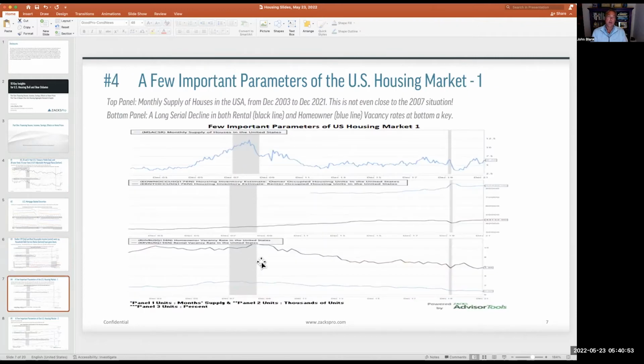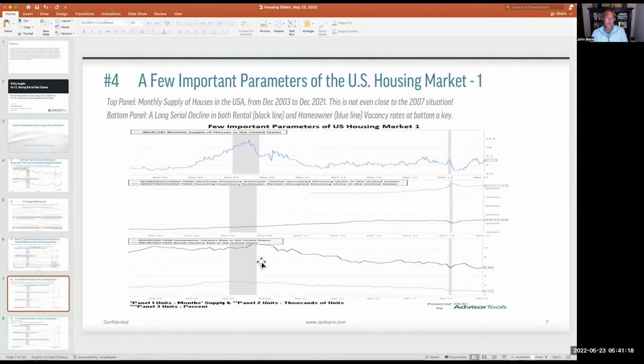Number 4, another few important parameters to the housing market. I have 3 slides together. The top one is the most important, the monthly supply of homes in the USA over the last 20 years. It's not even close, as you can see, to the prior situation, 08, where we had 12 to 13 months supply. We have a standard 6-month supply right now. It really has not moved around a lot. Until we see something here, we certainly shouldn't be concerned.